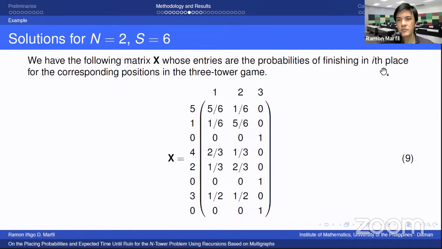Okay? So once we reach the two-player game, we already know the solutions for that. So we can use those values to solve the three-tower game and so on. Once we know the solutions for the three-tower problem, we can use those solutions to solve the four-tower problem. And so we have solved this example recursively.